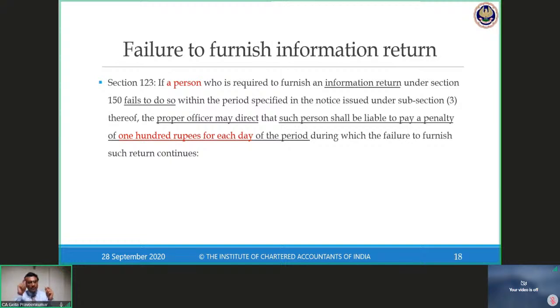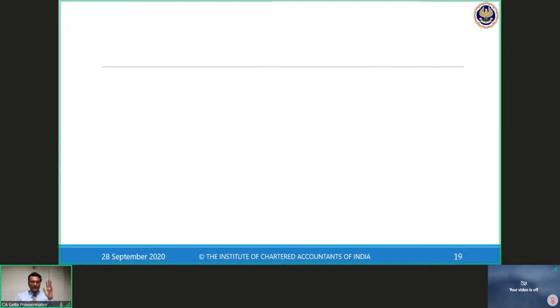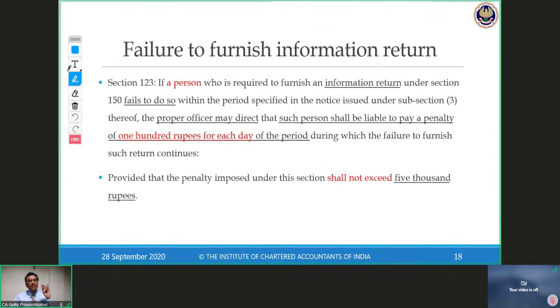If a person, and the moment I say person, he need not be a registered person, who is required to furnish information in writing under section 150 fails to do so within the period specified in the notice issued under sub-section 3 thereof, the proper officer may direct that such person shall be liable to a penalty of 100 rupees for each day of the period during which such failure continues, provided that the penalty imposed under this section shall not exceed a maximum of 5,000 rupees.